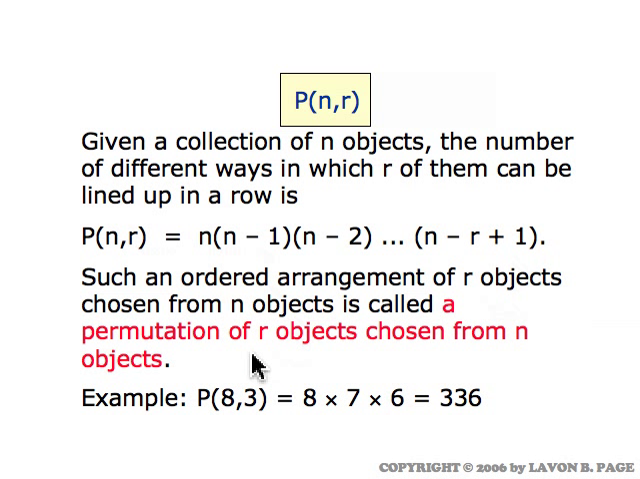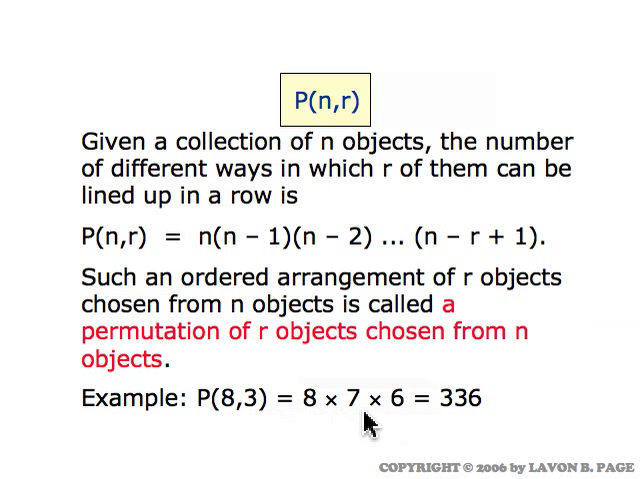So for example, if you're choosing from 8 and 3 is how many you're going to choose, the question is how many different ways from a batch of 8 objects can you choose 3 and line them up in a row? This expression reduces to a product of 3 numbers from, in this case, n is 8 down to n minus r plus 1, which would be 8 minus 3 is 5, plus 1 is 6. So you'd be looking at the product of numbers from 8 down to 6.